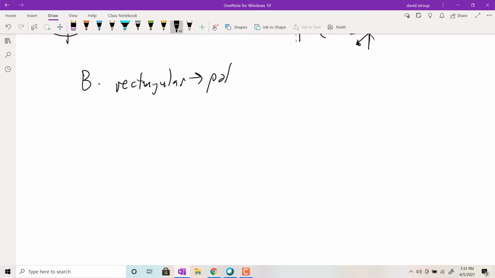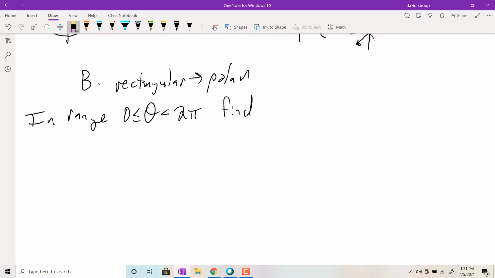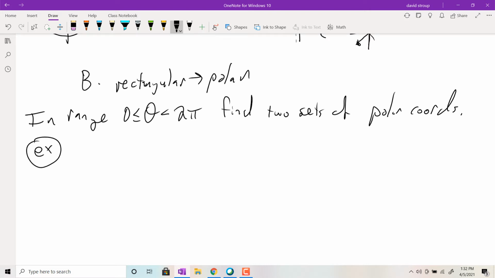into polar. Because of the non-uniqueness, the book will have to give you a range of solutions that they want. So in the range from 0 to 2 pi, not including 2 pi, they want you to find 2 sets of polar coordinates. Okay. And I won't be asking you to do this kind of operation on a test, but sometimes it will happen that you may have to do it in the homework.